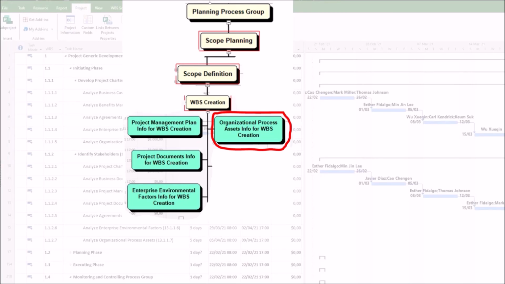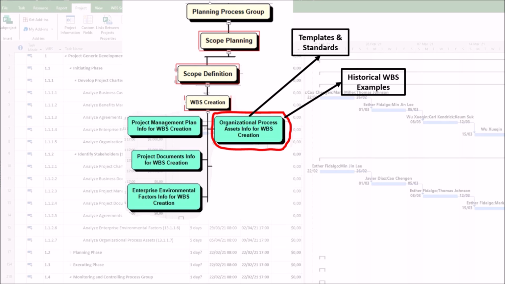The fourth input to the Create WBS process is the organizational process assets info. The input of organizational process assets is critically important to the Create WBS process in project management. The key contributions of organizational process assets to the Create WBS process are the following. 1. Templates and standards. First, organizations often provide WBS templates from past projects, which help in structuring the current project's WBS efficiently. Second, standardized naming conventions, numbering systems, and decomposition guidelines ensure consistency.